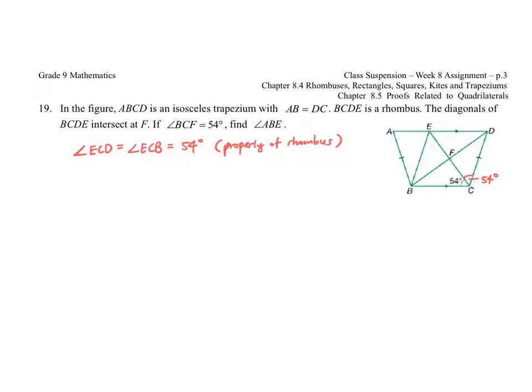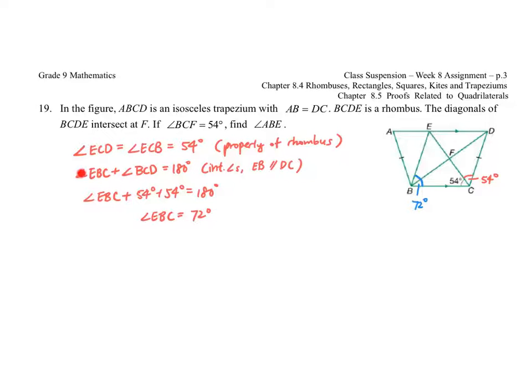Okay, so let's try to present it now. First, you can claim that angle ECD equals 54 degrees because of property of rhombus. Next, you can find angle EBC by looking at these two angles. The sum of them would be equal to 180 degrees, interior angles, EB parallel to DC. So you can find out angle EBC is 72 degrees. Next, you can claim that angle AEB also equals 72 degrees because of alternate angles, AD parallel to BC.